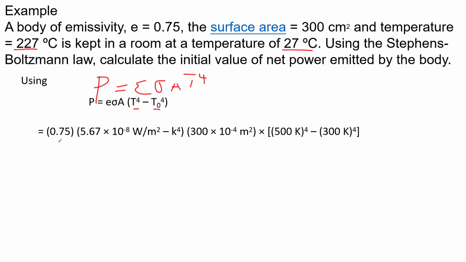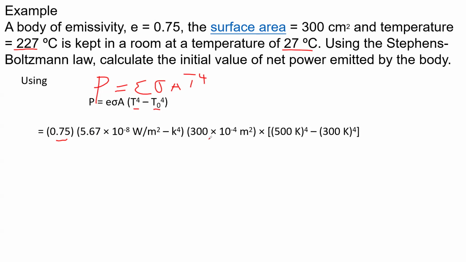So here we have 0.75. And for sigma, the Boltzmann constant, it's already a constant: 5.67 times 10 to the power of minus 8 Watt per meter squared K to the power of minus 4. And for area, the area is 300 centimeters squared, so we have to convert it to meter squared. That is why here it is changed to 300 times 10 to the power of minus 4 meter squared.